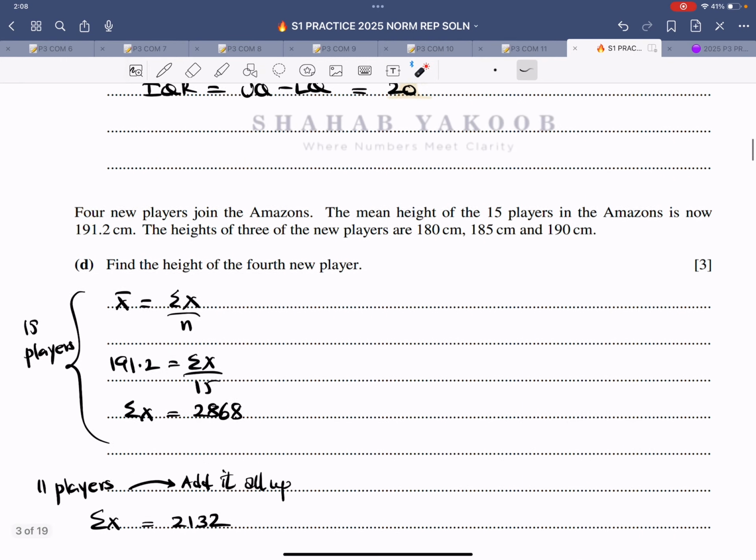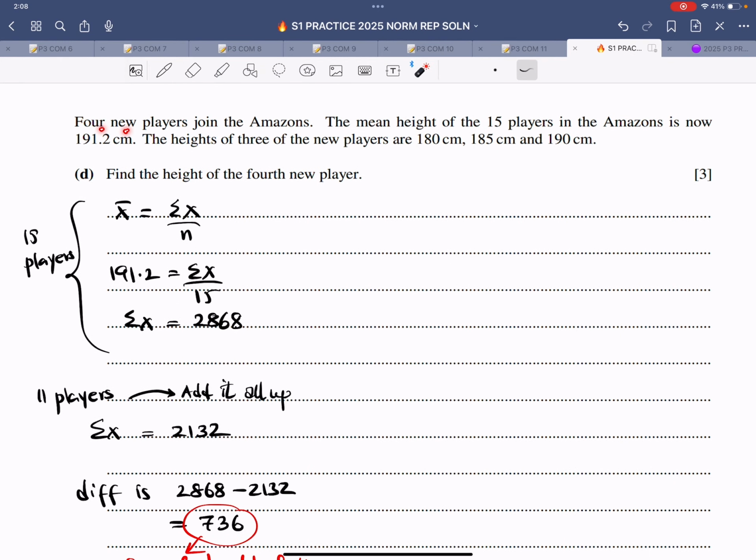What's the next part? Now it says 4 new players joined the Amazons. Altogether, there were 11 in the beginning. 4 new joined up. So how many are there? 15. The mean height of the 15 players of Amazons is now 191.2 centimeters. The heights of 3 of the new players are this, this, and this. Find the height of the 4th player.